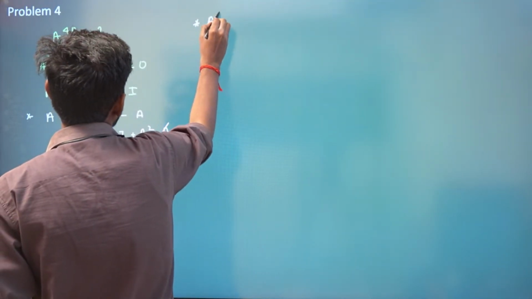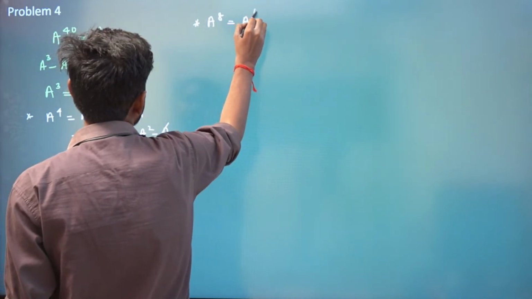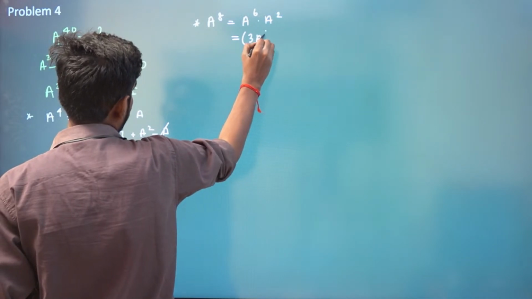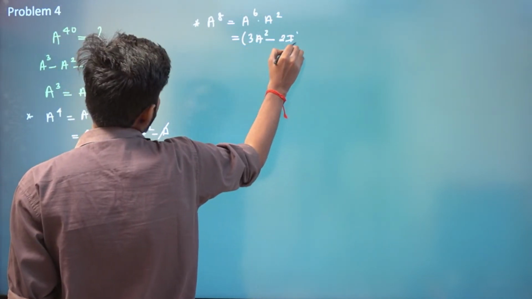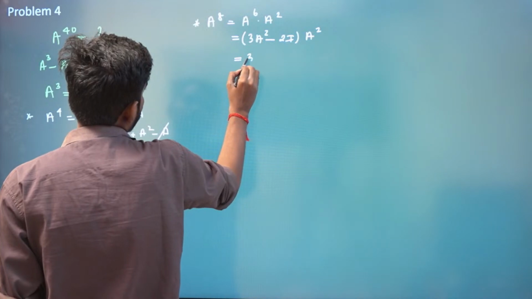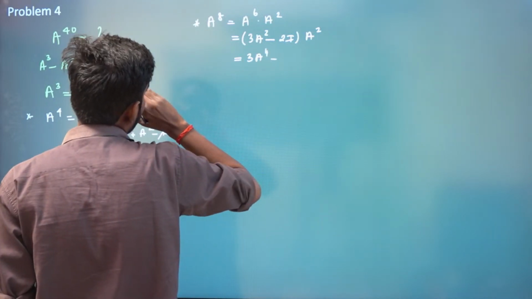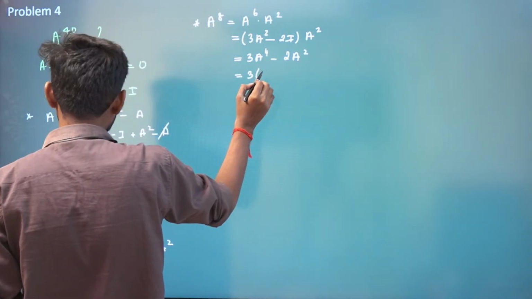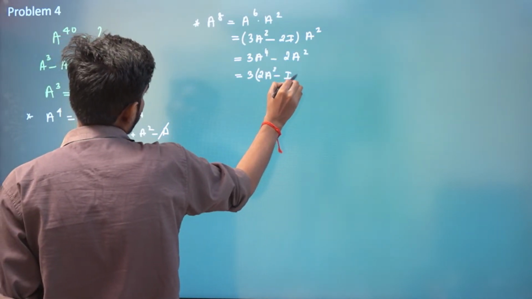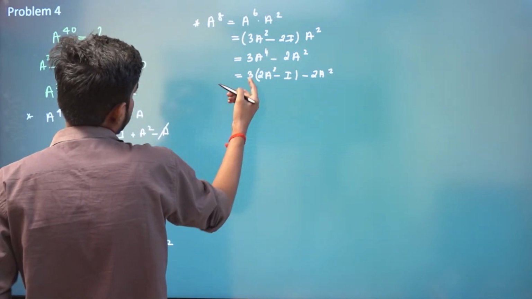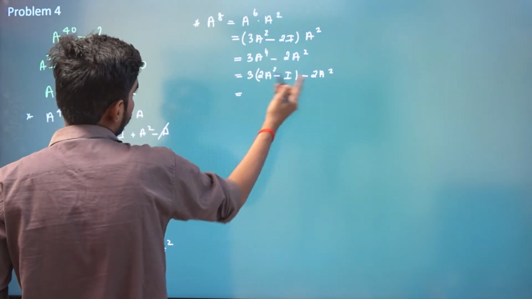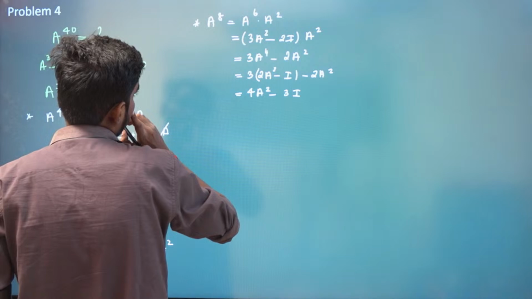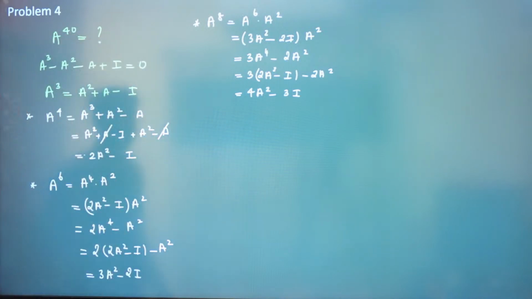Can we find A power 8 now? A power 8 is A power 6 into A square. What is A power 6? I'm just trying to find a pattern. So 3A square minus 2I, into A square. So 3A power 4 minus 2A square. So 3 times, what is A power 4? 2A square minus I, minus 2A square. So this is 6A square minus 2A square is 4A square, minus 3I. Yes or no? Minus 3I.